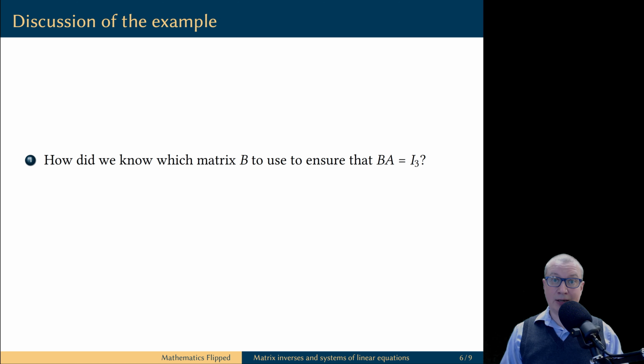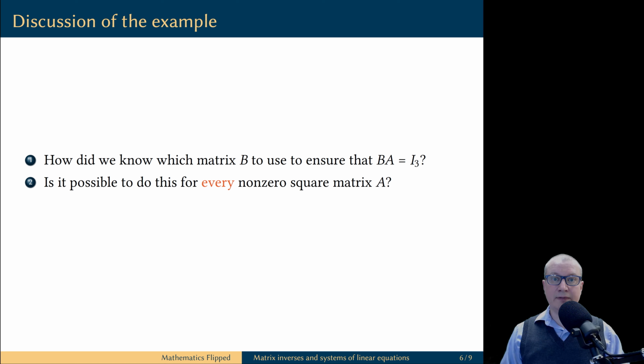First of all, how did I know that matrix B should be the one that I gave you? There must be a way to figure out what this matrix looks like. But more importantly, is it possible to do for every non-zero square matrix? In other words, given any non-zero square matrix A, is it possible to find the matrix B so that B times A is equal to the identity matrix?